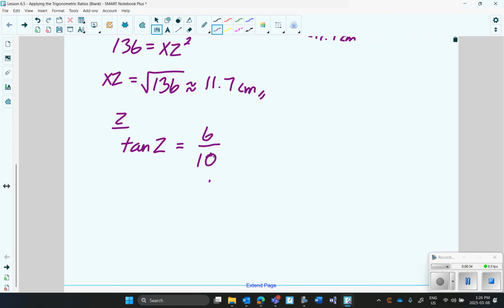So to get Z by itself, I tan inverse both sides. That cancels those out, but then I've got to tan inverse this side. And Z is going to be approximately, when you do that on your calculator, anybody got it?